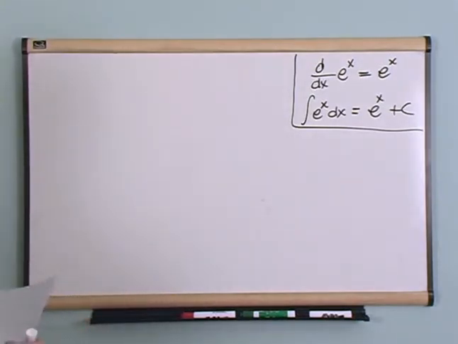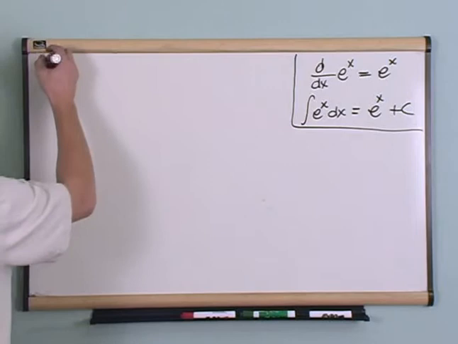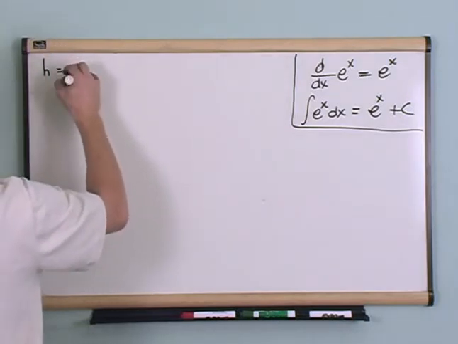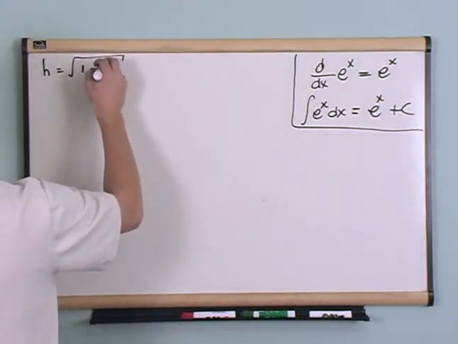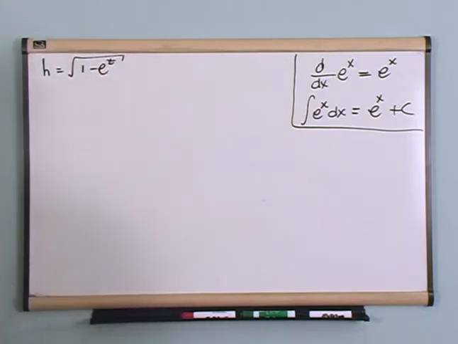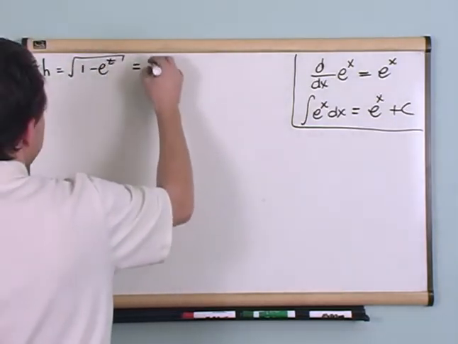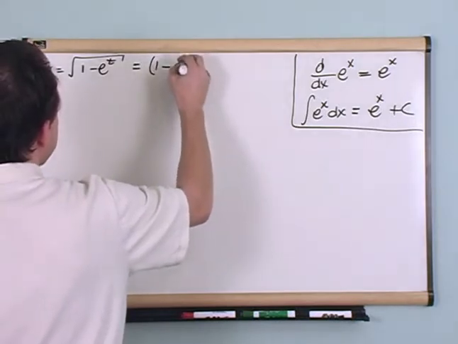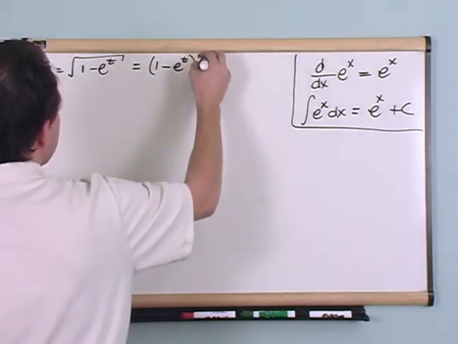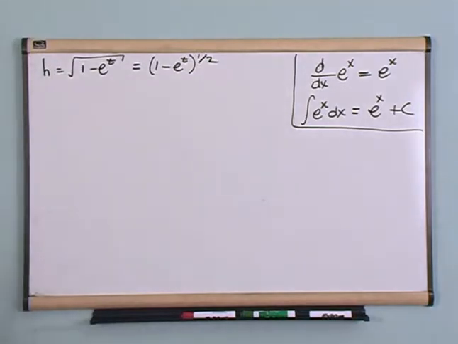Okay, I'm going to work a whole lot of problems here so we get comfortable with this. What if you have h is equal to the square root of 1 minus e to the power of t, and you want to find the derivative of that? Well, the first thing I do when I see this kind of thing is I write it as a power with a fraction, because then I know how to take derivatives of that.